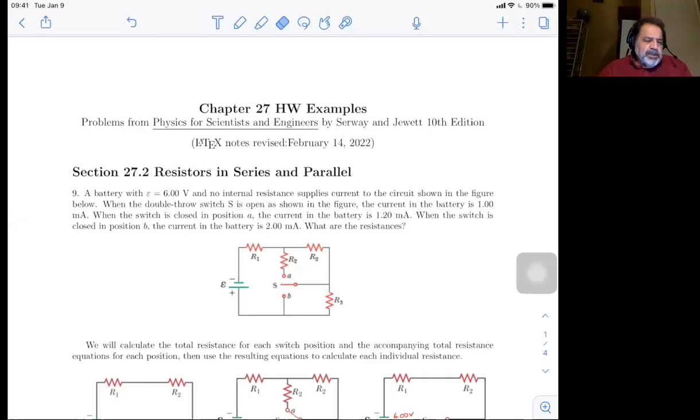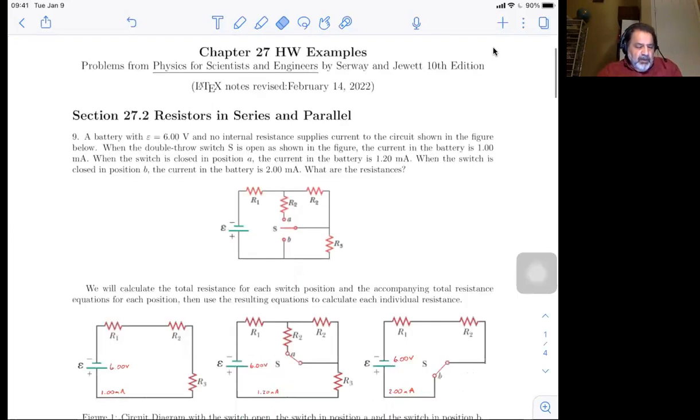All right, we're going to discuss the chapter 27 homework examples. Most of these problems, I've only got 3 problems. 2 of them come from Physics for Scientists and Engineers by Serway and Jewett, 10th edition. The other one, having to do with Kirchhoff's rules, comes from Giancoli, Physics for Scientists and Engineers, the 4th edition.